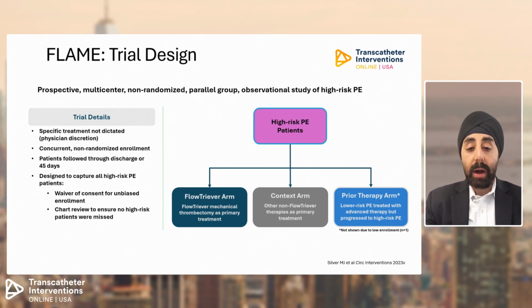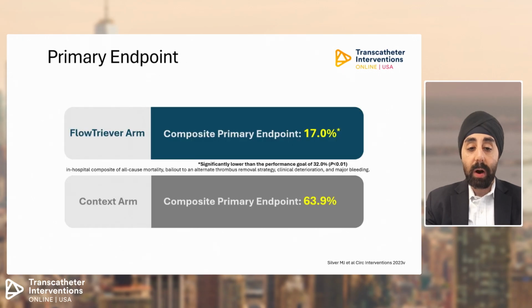And when you look at the high risk group, this was studied in the FRAME trial. This was a single arm parallel registry looking at standard of care versus the FlowTriever arm, and it suggested that although these patient subsets, this is not randomized, so they were different, the FlowTriever arm had a lower rate of the composite primary endpoint versus the control arm, suggesting that at least in select patients, catheter thrombectomy may be very appropriate in this highest risk cohort.